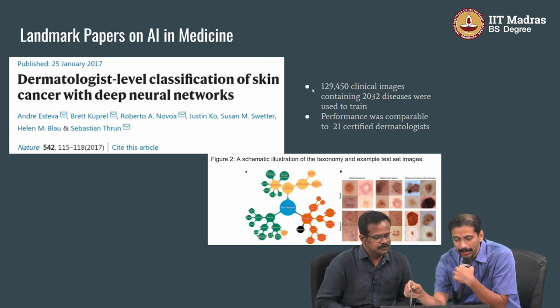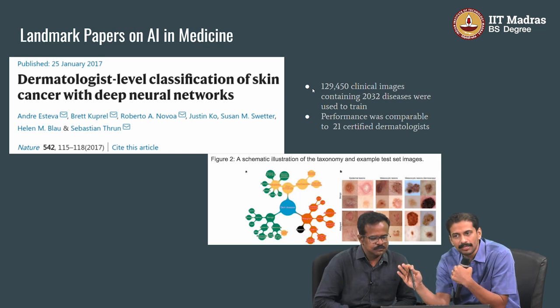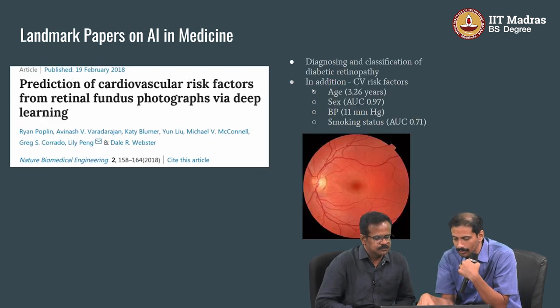This is one of the similar landmark papers. In this particular paper, the AI was comparable to a certified dermatologist. Even in 2017, when it was trained, it was able to classify dermatological skin lesions the way a proper certified dermatologist would. So this was one thing.